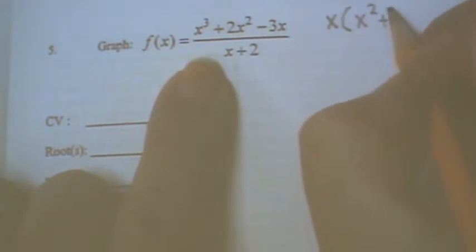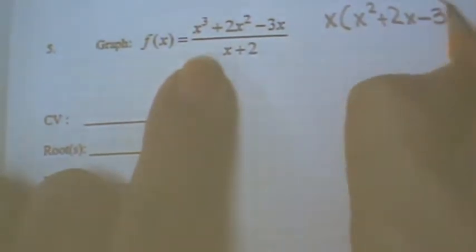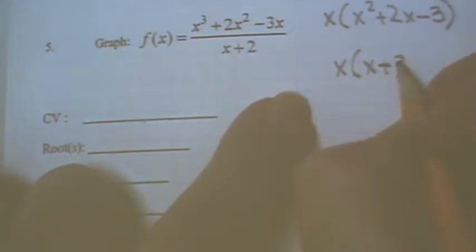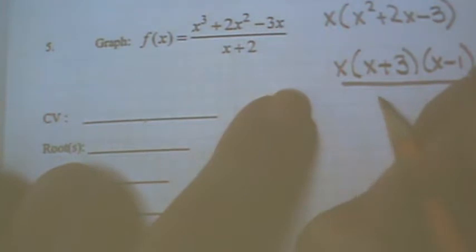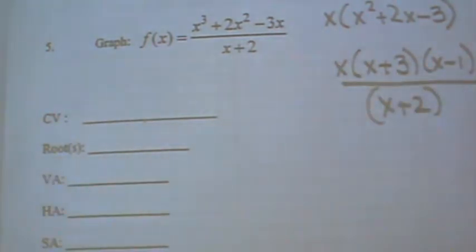Okay. Last one, and we're done. Factor the numerator. What's the thing you're going to take out of the numerator? An x. Let's take that x out. Can we factor that some more? Yeah. How? x plus 3, x minus 1, right? Over x plus 2. Does it look like anything is canceling on us here? So what kind of hole do we have? None.